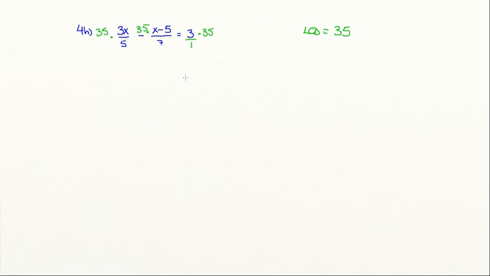We can reduce now or we can reduce later. I'd rather reduce now because then I have less numbers to deal with. 35 divided by 5 is 7. 35 divided by 7 is 5. All right, we can't do anything with 3 times 35, so I'm just going to leave it for now. So I have 7 times 3x is 21x minus, I'm just going to write this with brackets for the moment, and 3 times 35 is 105.